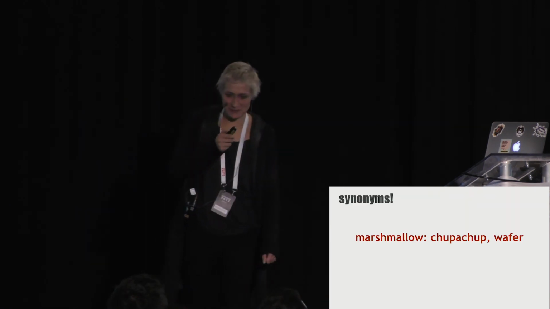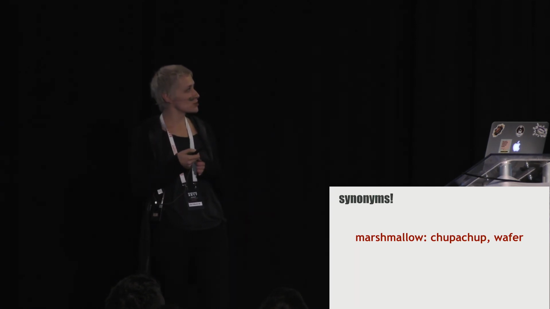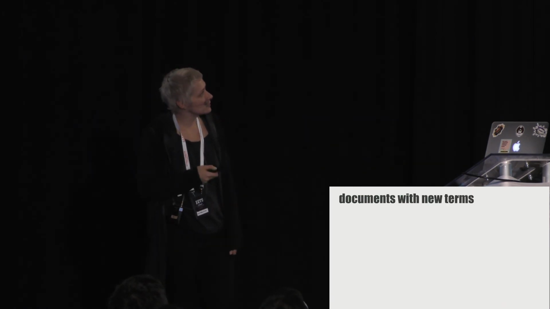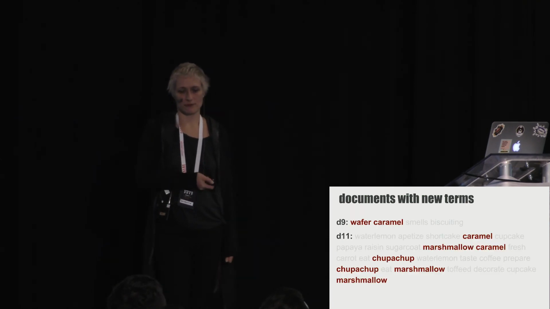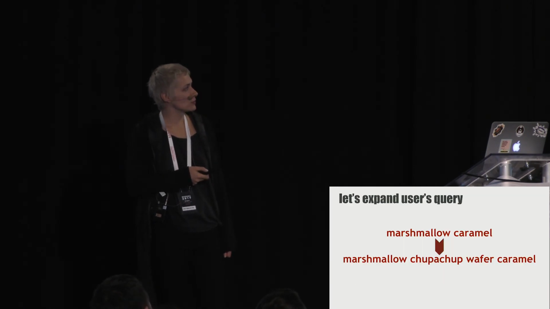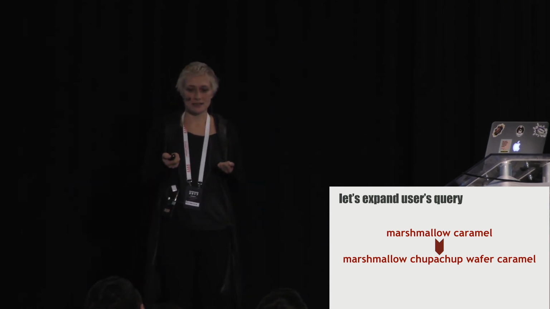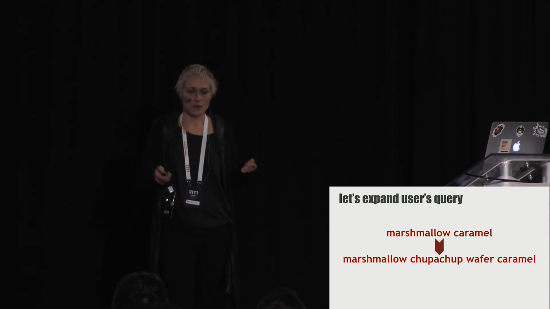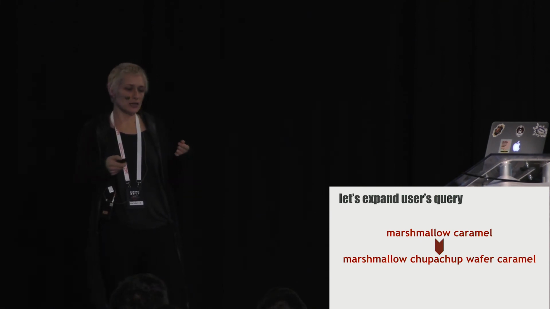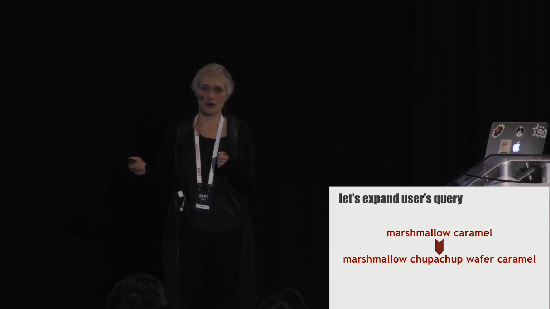Yes, we can. We can use, for example, synonyms. And as it happens in our language, in my language, marshmallow has two synonym words, chupa chup and wafer. And if we check with our inverted index, we have two documents containing those synonyms. And now we have to do something which is called query expansion, because our user asked us about marshmallow caramel. We know that marshmallow has synonym chupa chup and a synonym wafer, so we just assume that our user might have asked us about marshmallow, chupa chup, wafer, caramel.